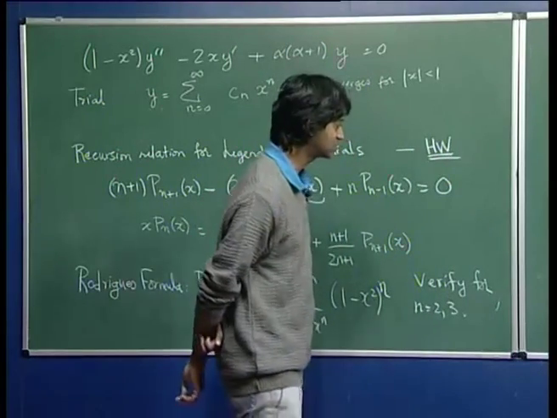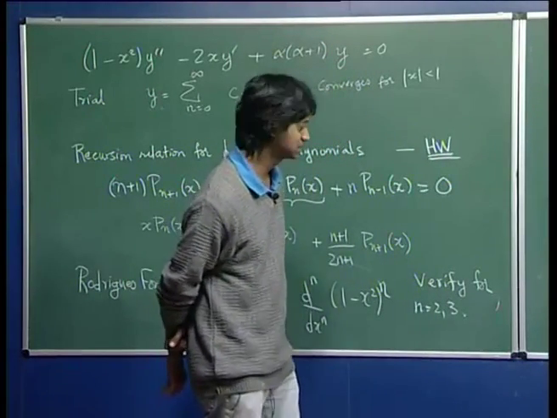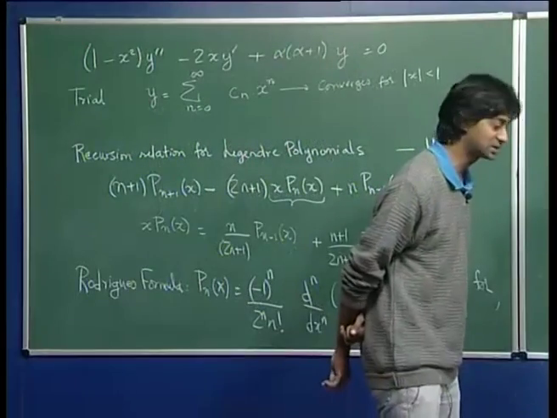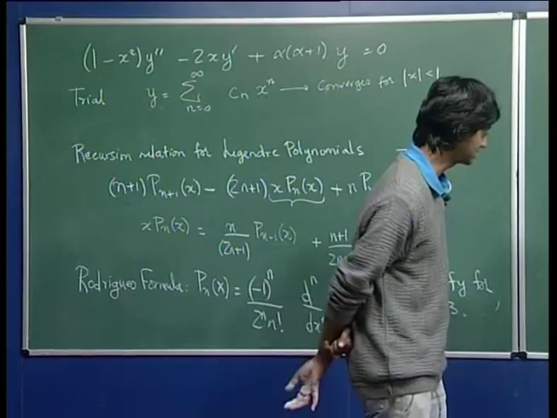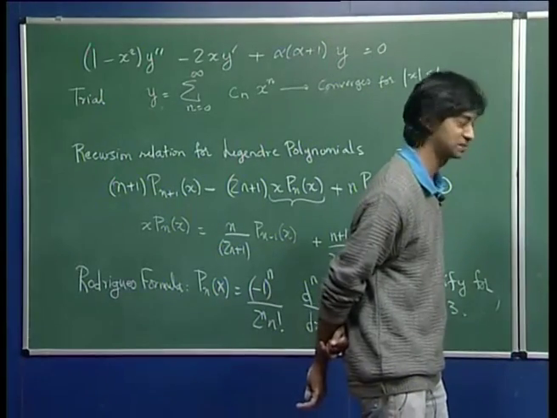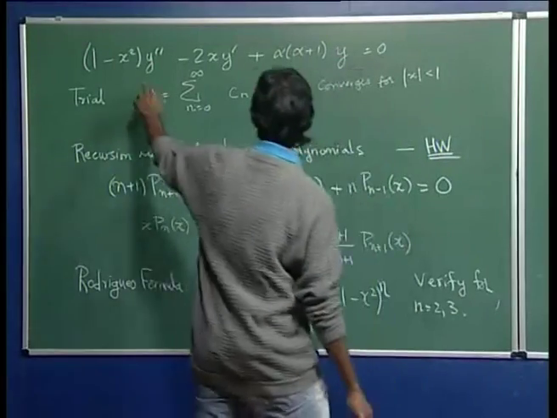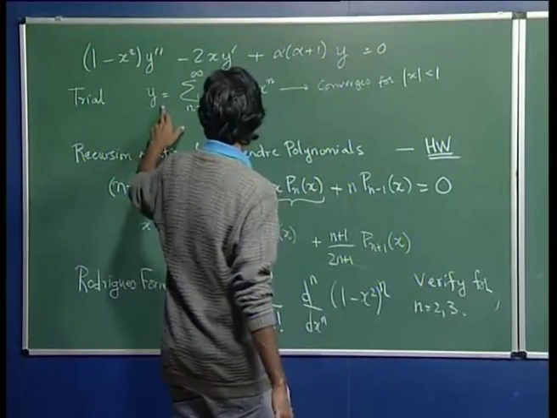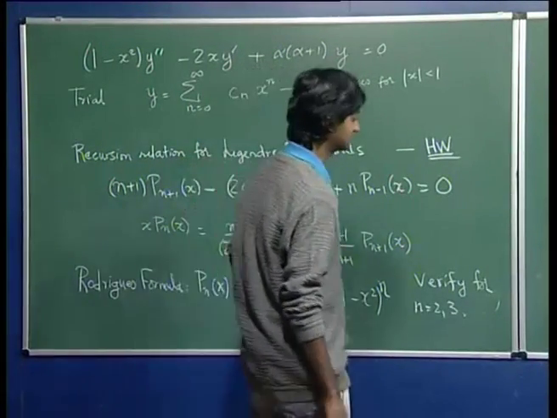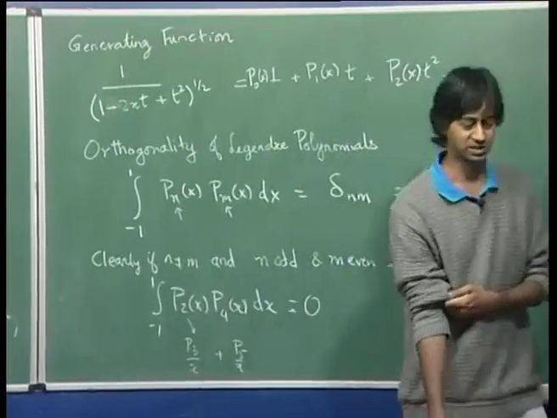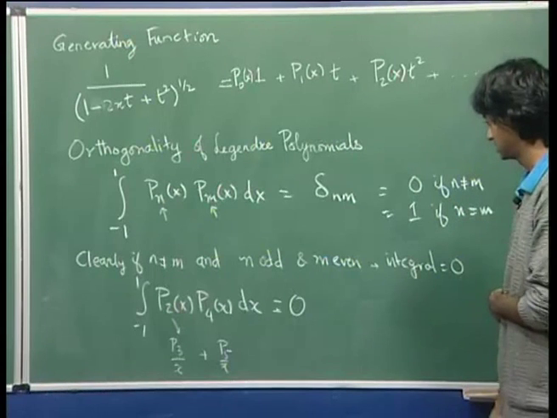This is as much as I want to say about Legendre polynomials. In the next class we will start looking at another power series method called the Frobenius method. It turns out that the normal power series method works in some cases, but it is not so useful, and we have to do something called the Frobenius method. So we will take that up in the next class.